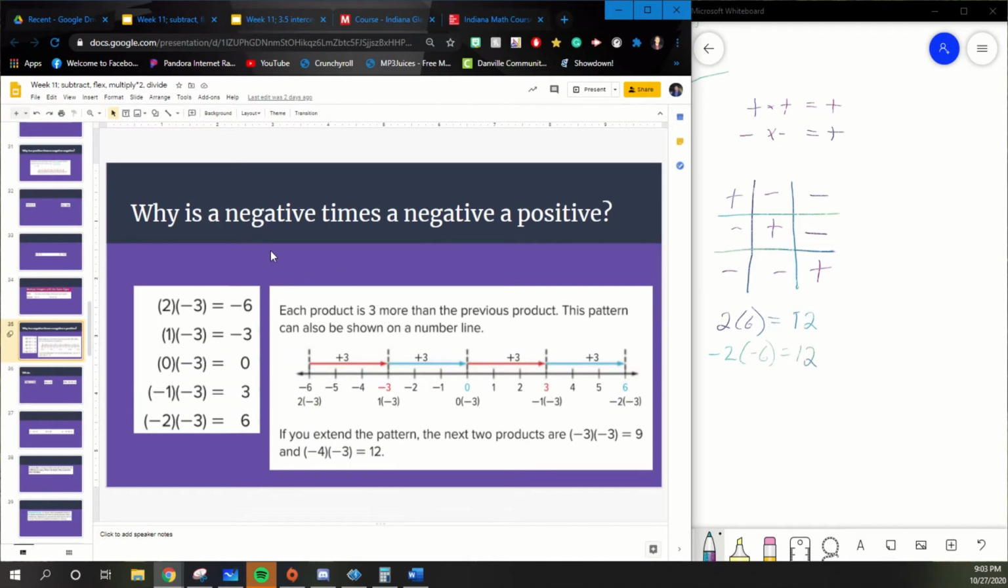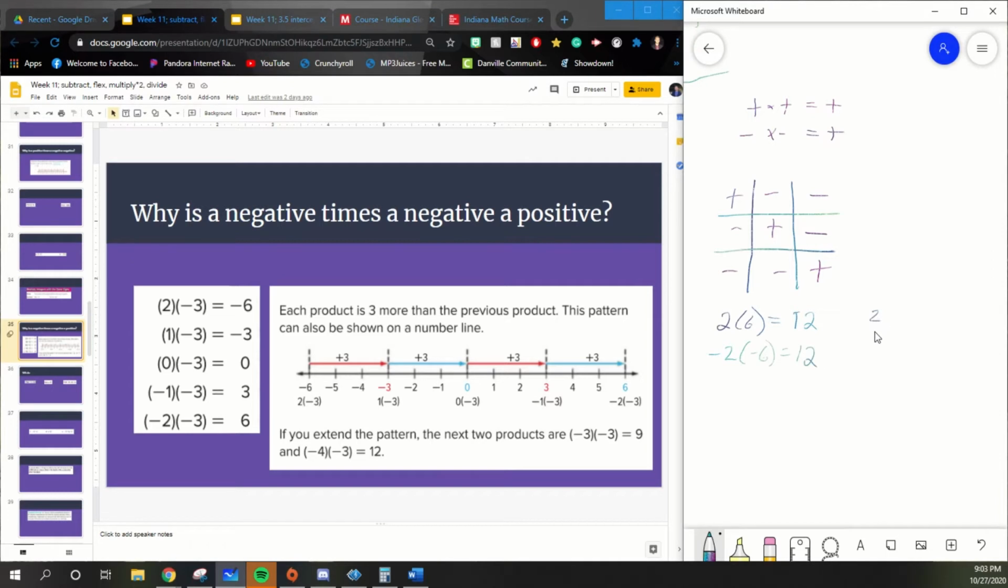Why is a negative times a negative a positive? Well, if I have 2 times a negative 3, I get a negative 6. 2 times a negative 1, negative 3 times a 1 is a negative 3. 0 times a negative 3 is a 0. Notice this pattern. We're adding 3 each time. So it makes sense if I do a negative 1, that pattern's still going to continue and I'll get a positive 3. So on and so forth.